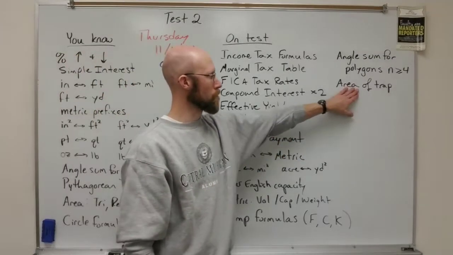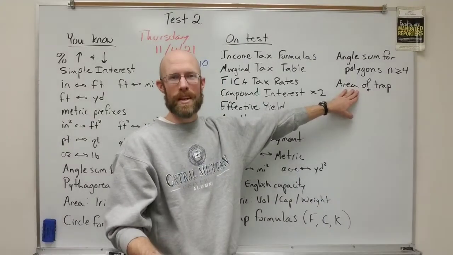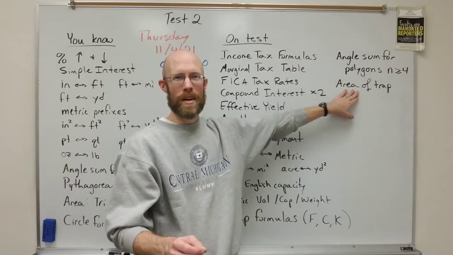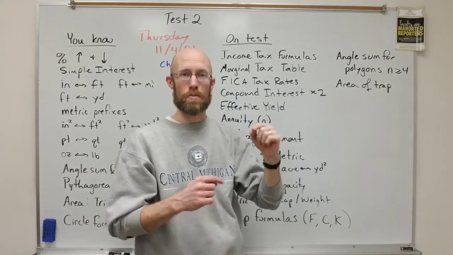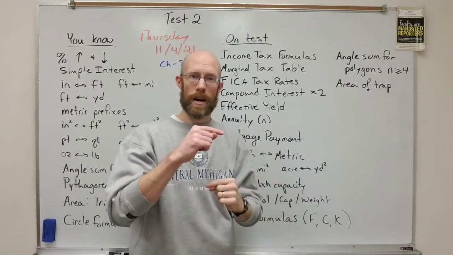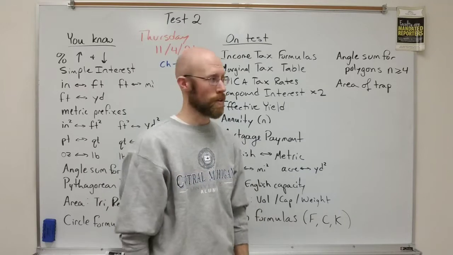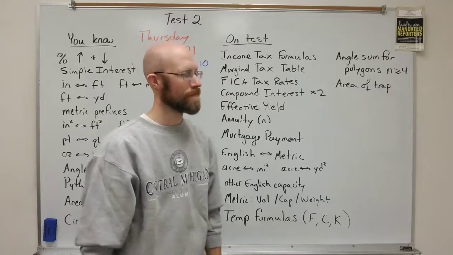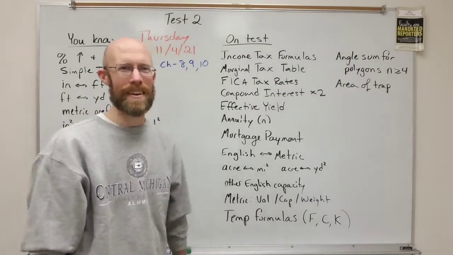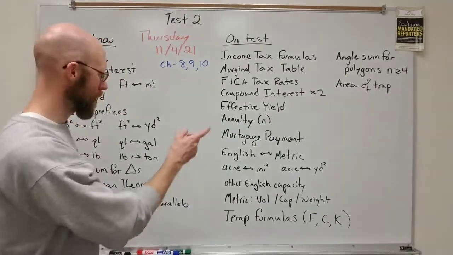The area of a trapezoid, that was one of my favorites, honestly, and I've really debated about this one, putting it on the other side, but I'm going to go ahead and give that one to you. It's the average of the two parallel sides times the height, or the distance between them perpendicular. So I will give you that one. I debated, but you lucked out. So I'll give you that one.